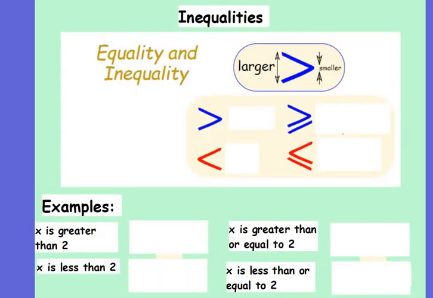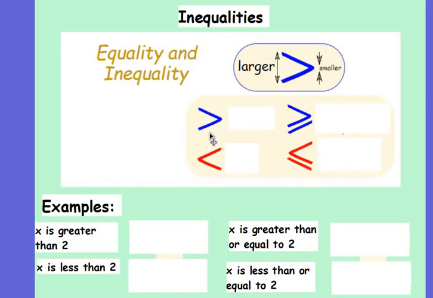We're going to go through inequalities again, and we're going to start with a quick recap. There are 4 different inequality signs: these 2 blue ones and these 2 red ones. When you see an inequality sign, wherever the larger side of the inequality is, that's where the larger number is going to be, and wherever the smaller pointier end is, that's where the smaller number is going to be.